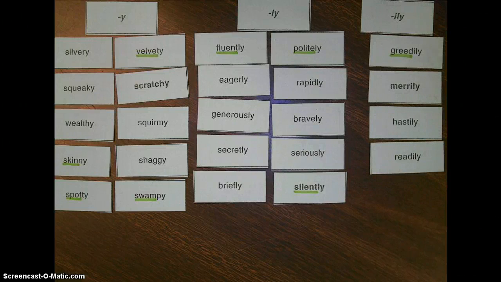The words in your ily category are greedily, merrily, hastily, and readily. Now you'll notice that we said that when you add a suffix, it changes either the meaning of the word or sometimes the form of the word. For example, you'll notice that these words here in the y category, when you add a y to the end of a word, it turns the word into an adjective.